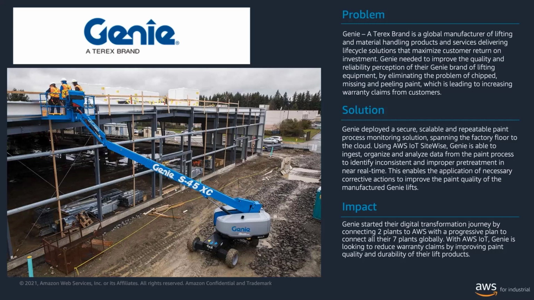They've now connected this to 2 plants and actually are deploying this up to 7 plants across the next couple months as they start to move forward globally. This allows them to reduce warranty claims, improve paint quality and durability of their lift products, and increase customer satisfaction. The worst thing they want to do is send a product out there that has issues on it. And here they're able to see that before it ships as they go forward.